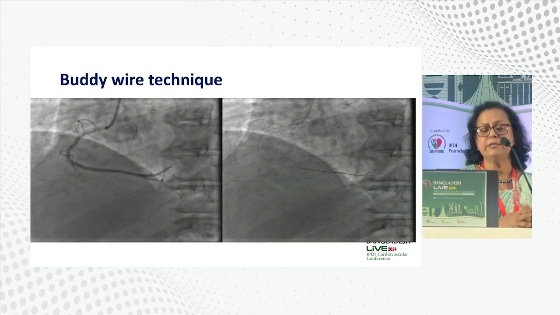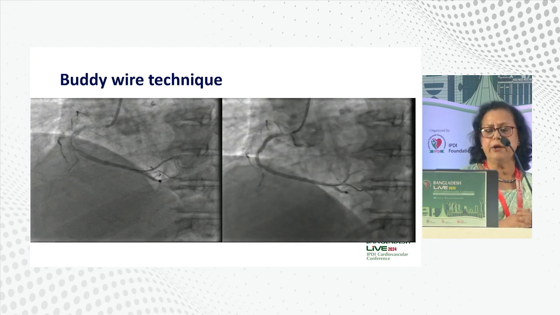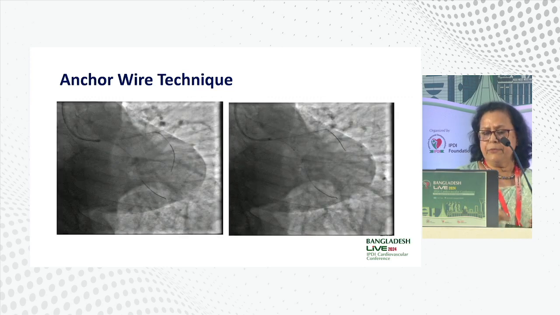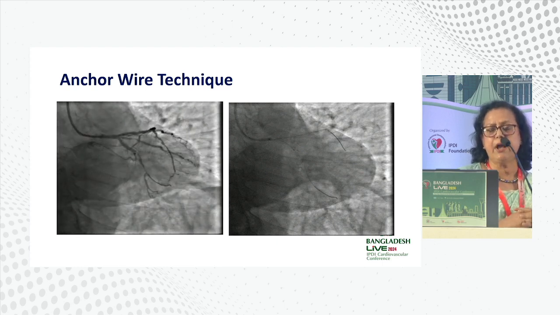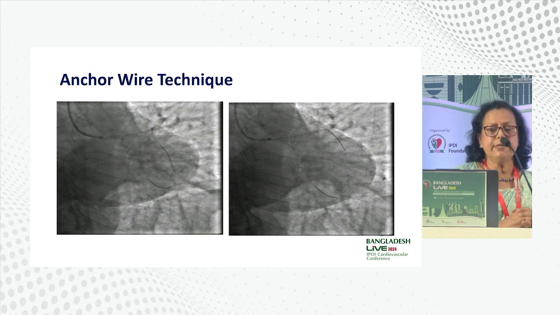This slide shows the ostial artery lesion. So here we use two buddy wires, to overcome the support problem of the right coronary artery. This slide shows there is no lesion on the LAD, but we keep a wire in the LAD. It is the anchor wire technique, and we do the PTCA on the circumflex.